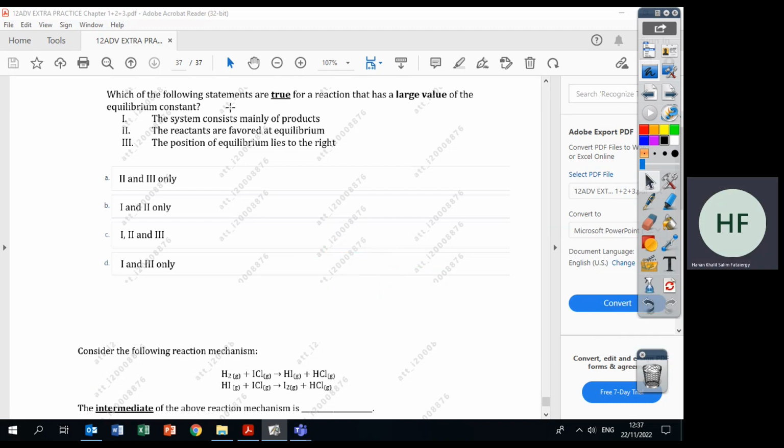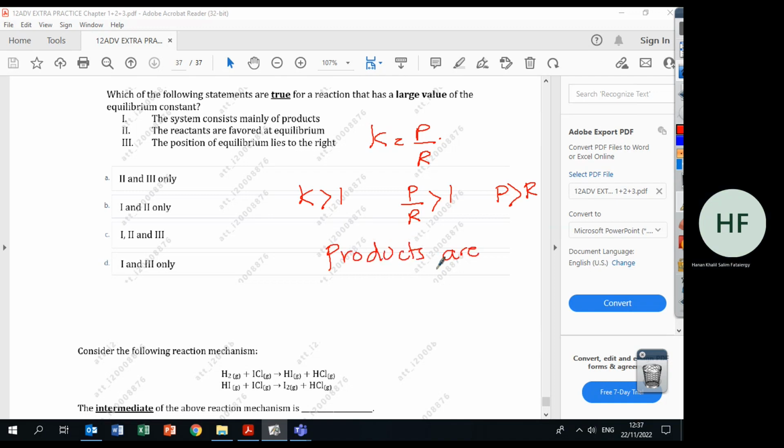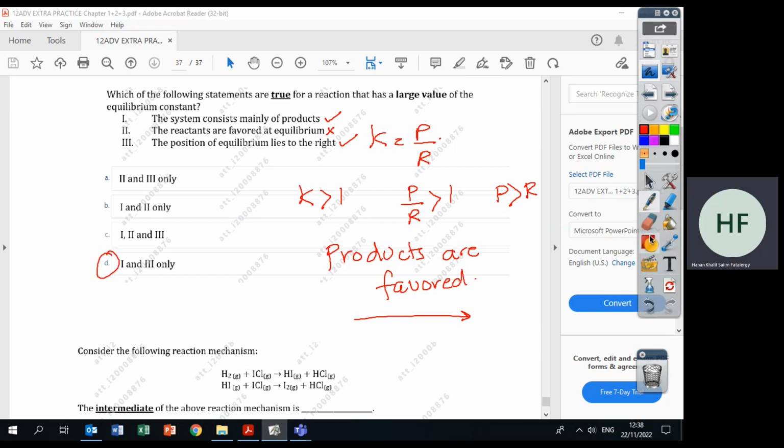Okay, now here, which of the following is true about a reaction that has a large value of equilibrium constant? Remember, we said K is equal to P over R. If K is more than 1, this means P over R is more than 1. This means P is more than R. This means products are favored, and this means the reaction likes to go forward. Okay? The system consists mainly of products, correct. Reactants are favored, wrong. The position lies to the right, yes, because it likes to go to the right. So the answer is 1 and 3.